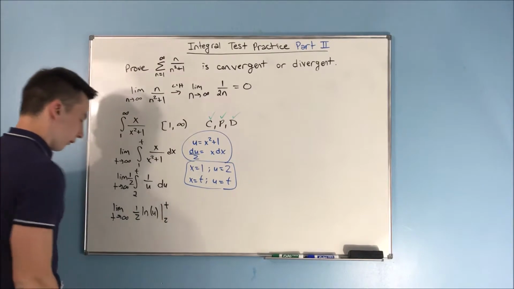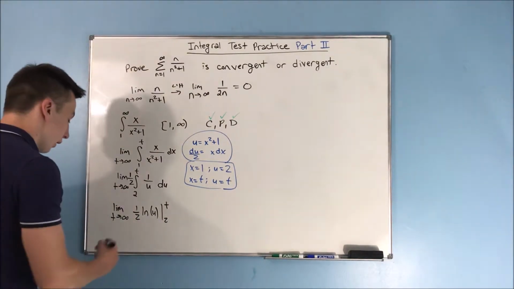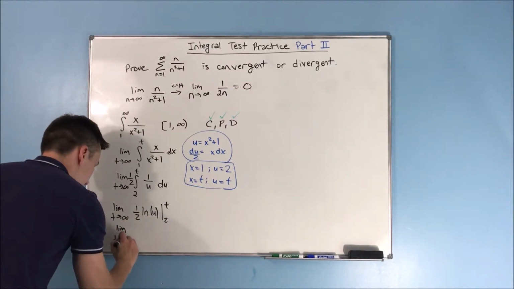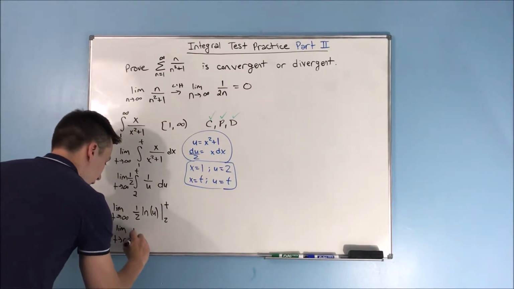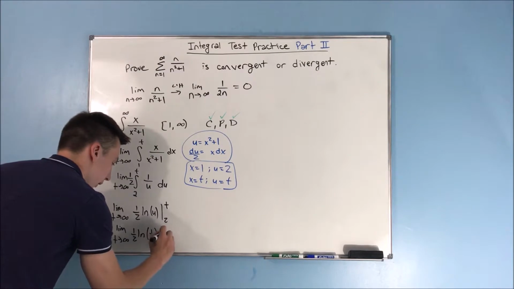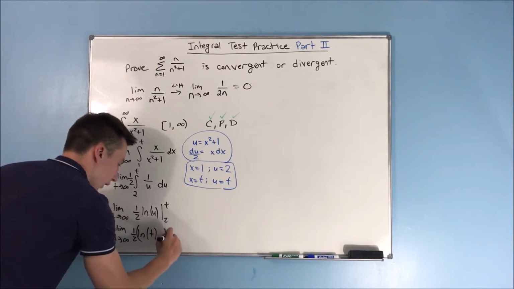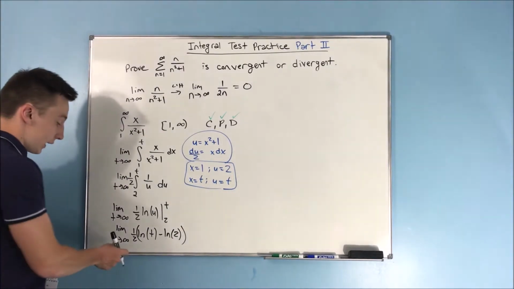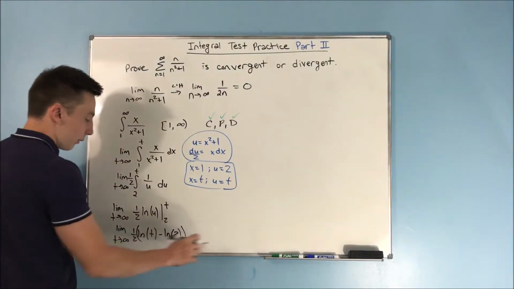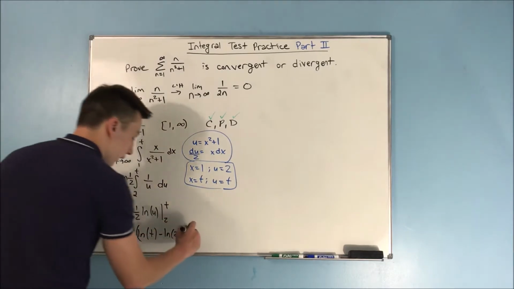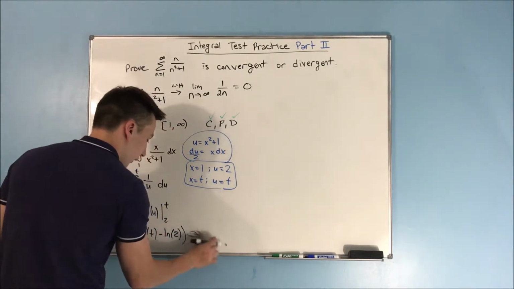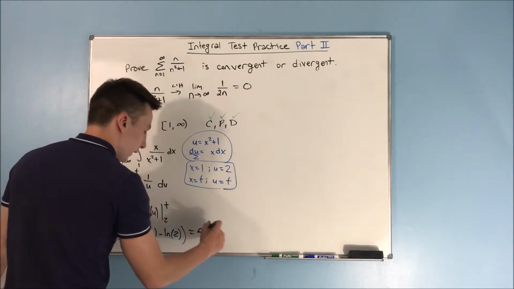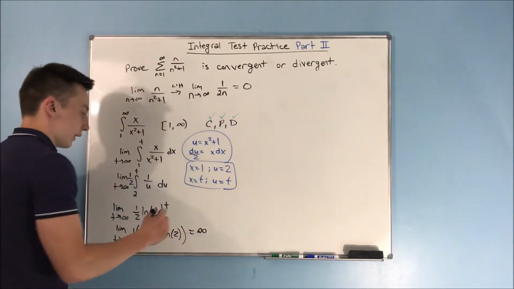Okay, we can do our evaluation, the limit as t approaches infinity of 1/2 the natural log of t minus, I could put parentheses here, the natural log of 2. And you can see here that as t approaches infinity, this is just going to become infinitely large. So this is all going to, I guess you could write an equal sign instead, equals infinity. So this is divergent by the integral test.